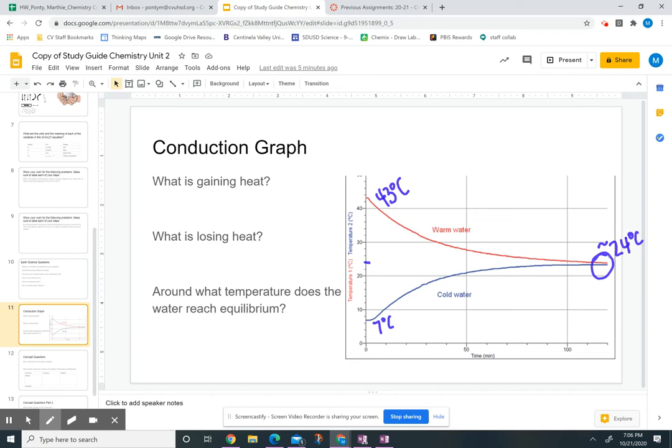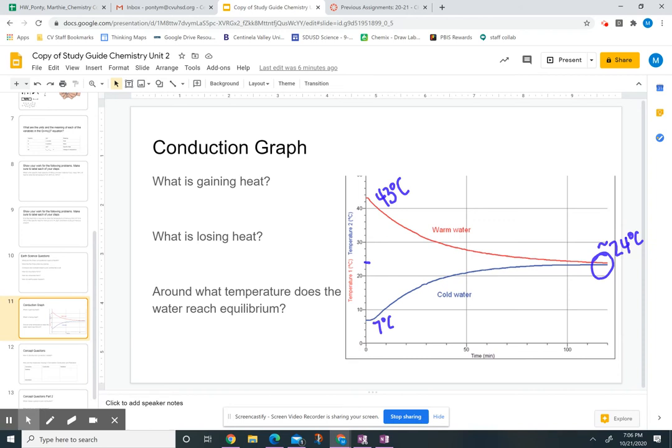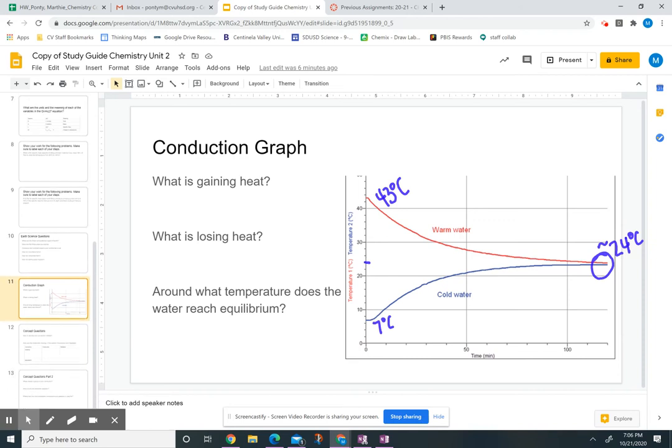So you'll see in conduction that usually something will lose heat and something will gain heat, and they will exchange that heat until it is equal. So that is the big concept about conduction. And so those are a few things to keep in mind when we're looking at those graphs. And again, making sure that you are analyzing those.